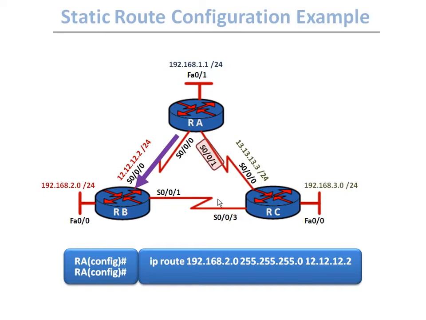To configure a static route for the network, we should type in global configuration mode IP route 192.168.3.0, 255.255.255.0 as the destination network and destination subnet mask, and then we type 0/0/0/1 as the outbound interface.